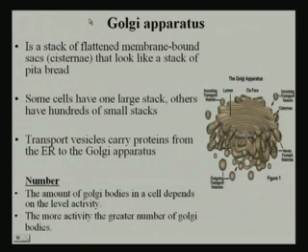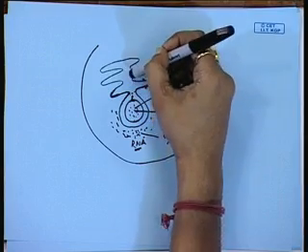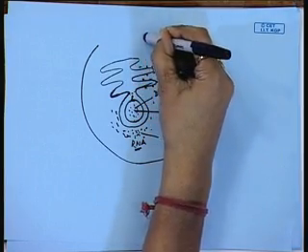Now, coming to the next important organelle present in the cell, the Golgi apparatus. It is a stack of flattened membrane-bound sacs that look like a stack of pita breads. Some cells have one large stack, others may have hundreds of small stacks. Transport vesicles carry protein from the endoplasmic reticulum to the Golgi apparatus. So, nucleus to endoplasmic reticulum to Golgi apparatus.